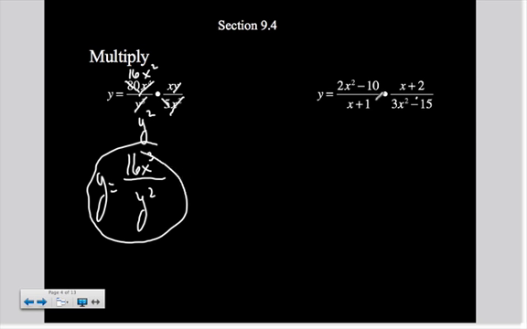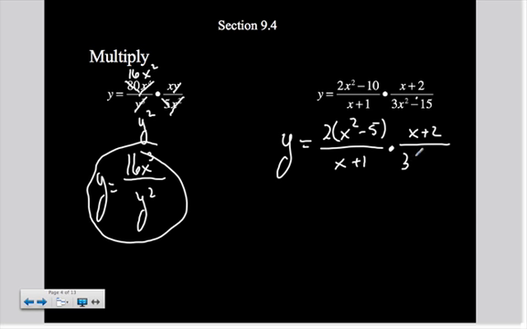Okay. In this particular problem, I want to simplify before I multiply, so I want to factor everything. This is 2 times x squared minus 5 over x plus 1 times x plus 2, and I can factor a 3 out of this. 3 times x squared minus 5. And the x squared minus 5's cancel. And what I'm left with is 2 times x plus 2 over 3 times x plus 1.